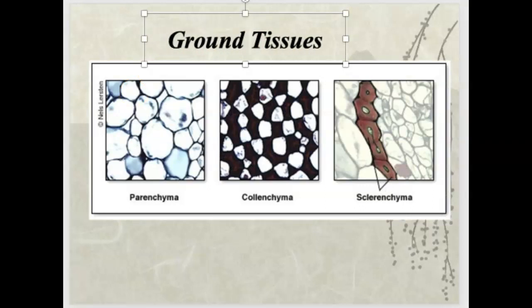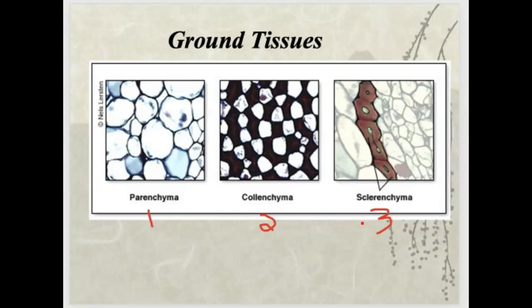All right, so ground tissues. There are 3 types of ground tissue out there, 3 different cell types that fit within ground tissue. So ground tissue is a big category. Within it, we're going to have type 1, type 2, and type 3.